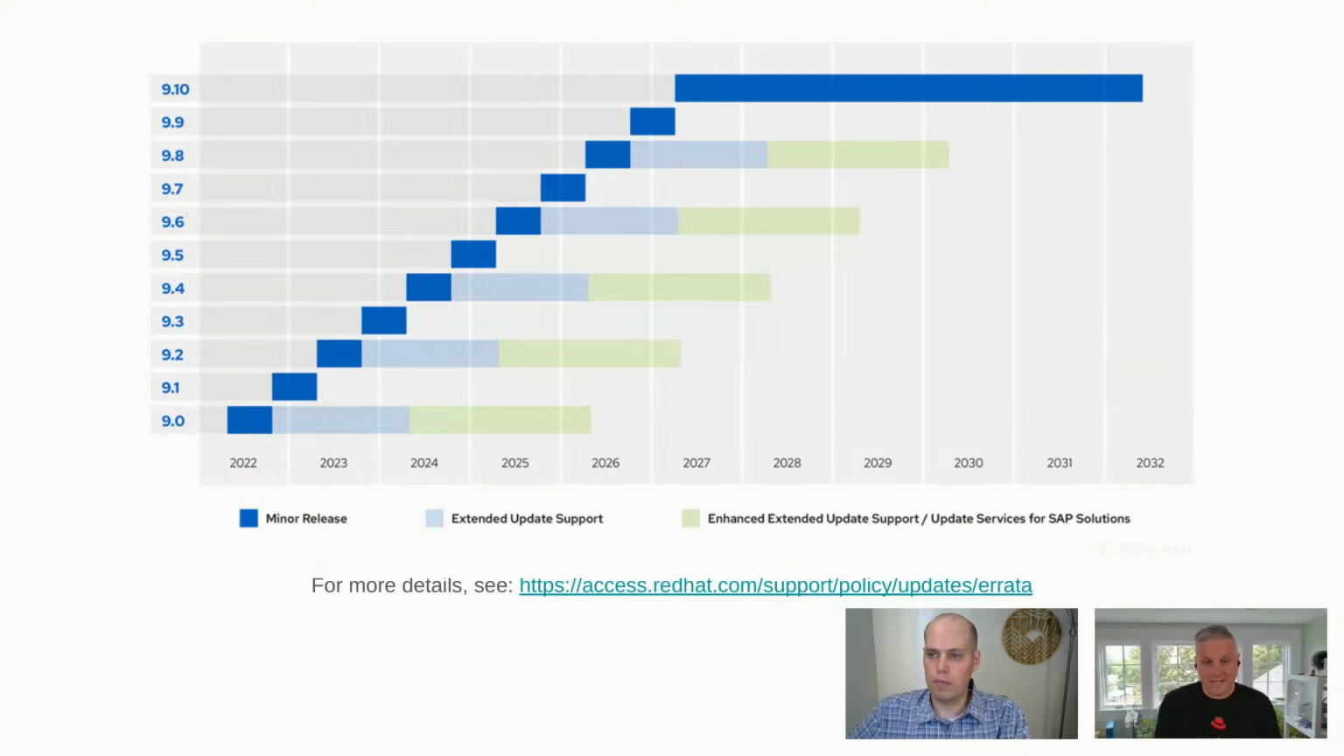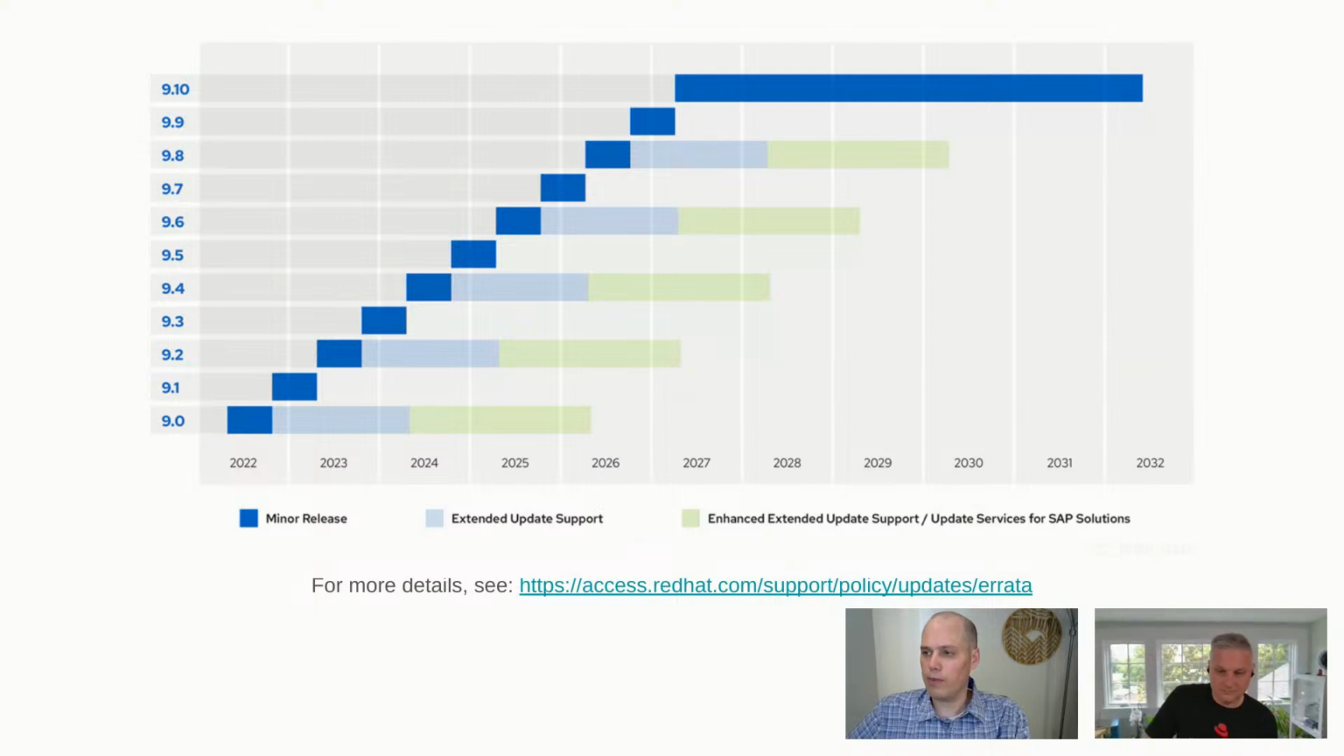So recently this happened with RHEL 8. RHEL 8.10 was recently released. That was the last minor release of RHEL 8. And that will be the version of RHEL 8 for the next 5 years. And so that's why you see that kind of long tail.